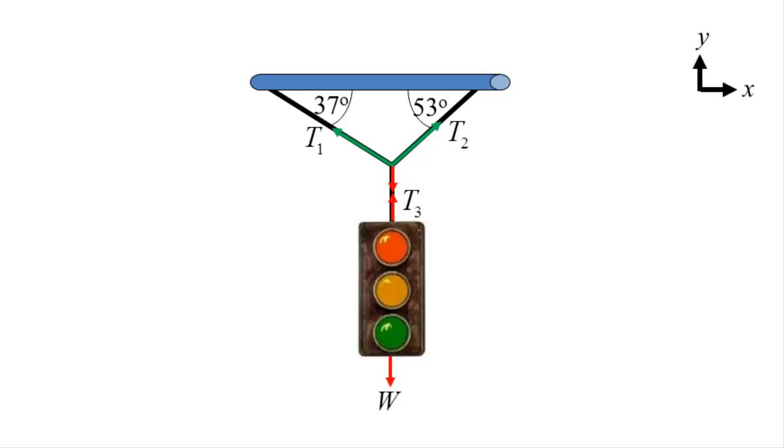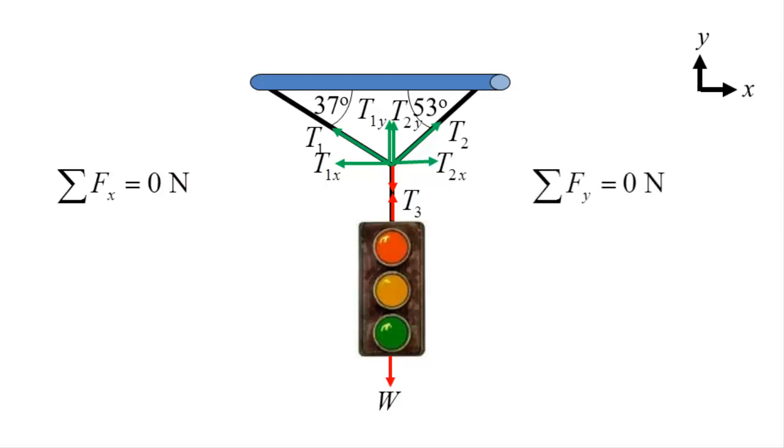As cable 1 is angled at 37 degrees below the horizontal, the tension in cable 1 can be resolved into a horizontal component which we'll call T1x and a vertical component which we'll call T1y. Similarly, the tension in cable 2 will have a horizontal and vertical component as well, which we'll label as T2x and T2y. Because the system is in static equilibrium, all of the forces along the horizontal direction must add up to 0, and all of the forces along the vertical direction must also add up to 0.